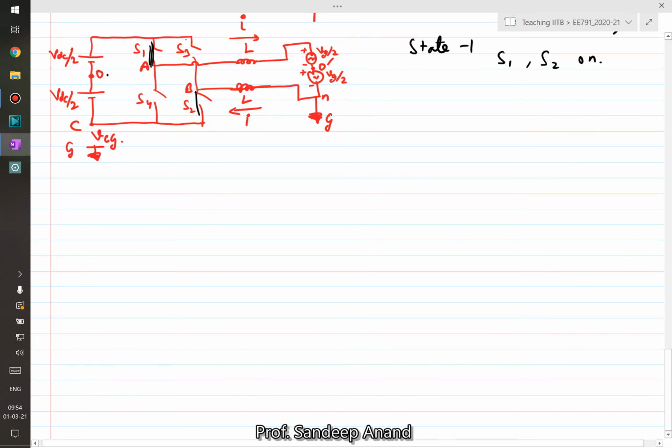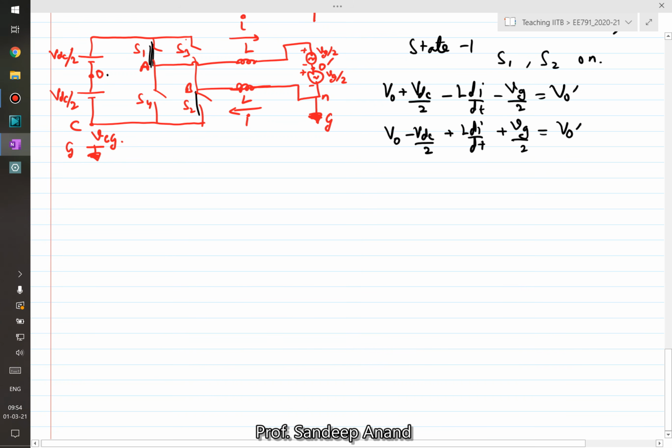So if I say VO plus VDC by 2, then I go to the top DC link. From there I come back, and then minus L di/dt minus Vg by 2 is equal to VO prime. This is one equation. The other equation from the negative DC link is VO minus VDC by 2. You can go to point B then, plus L di/dt, and then I can go to point N plus Vg by 2 will be VO prime. This is equation number 1, equation number 2.